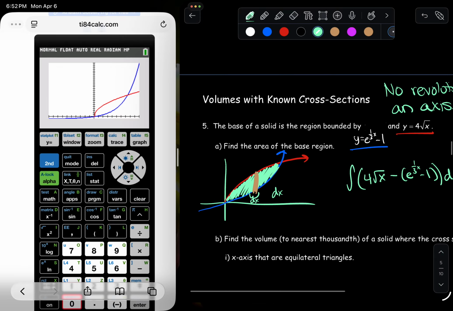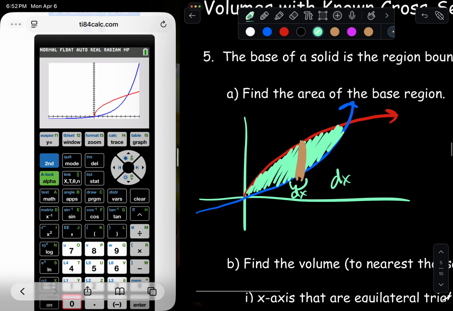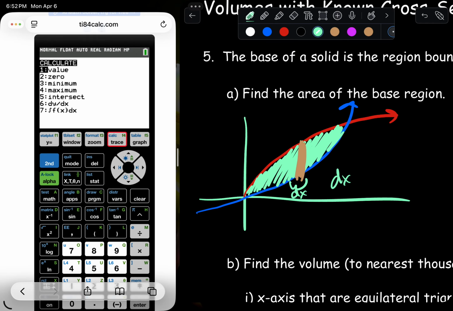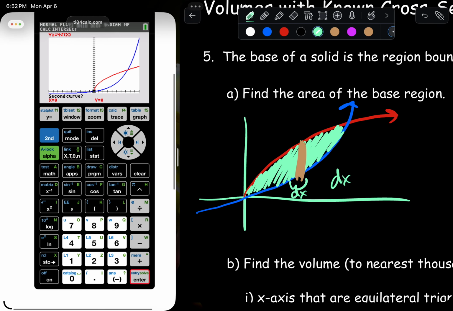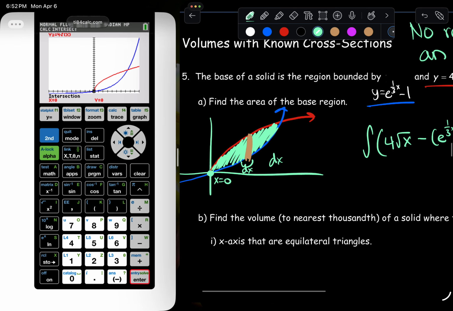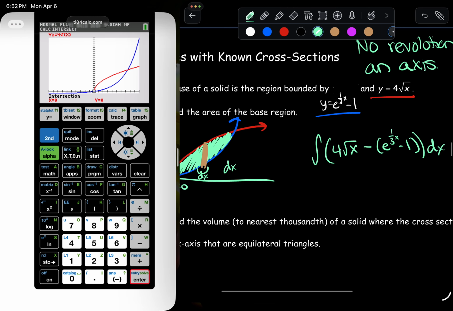Bounds of integration, it looks like 0. You can go ahead and test it. So second trace, number 5. We're already close. We can hit enter, enter, enter. All right, and it says 0, 0. Okay, so they are intersecting at x equals 0. So because we're integrating with respect to x, your bounds should also be in terms of x.